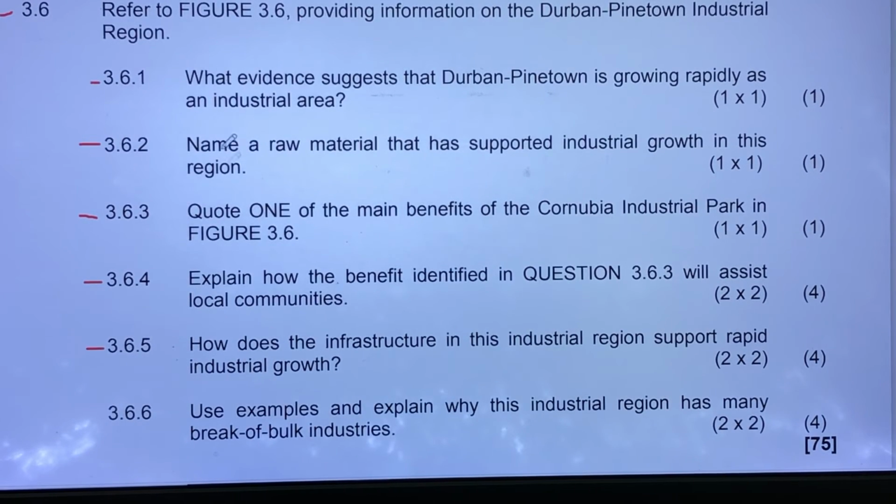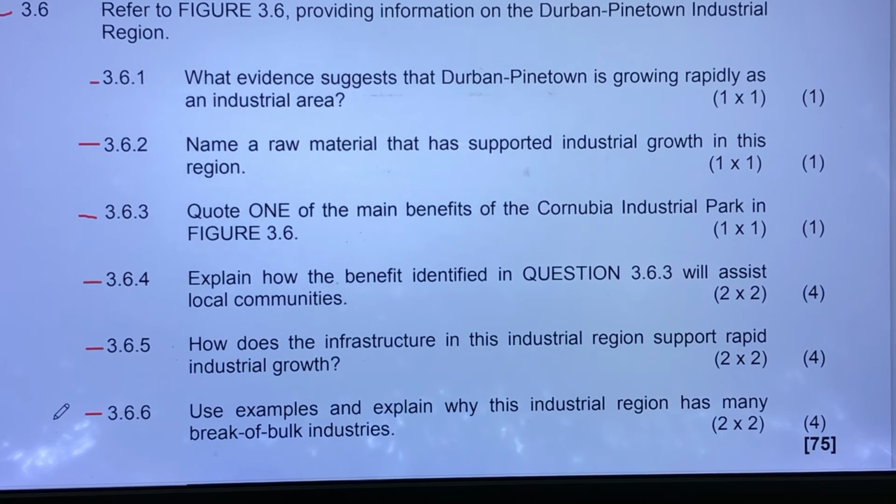Okay, so let's move to 3.6.6. Use examples and explain why this industrial region has many break-of-bulk industries. So why it is suitable for those industries to be situated in those specific areas. That's what the question is basically asking us.